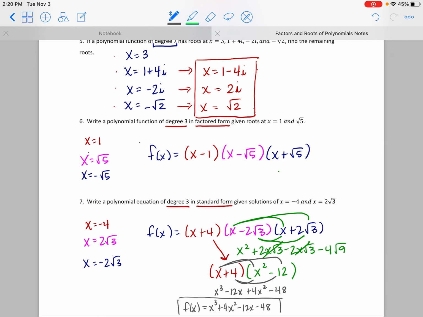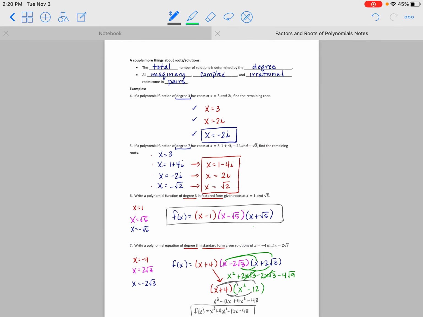Okay? So hopefully that wasn't too terrible. Just got to recognize the connections between the roots and the solutions and the factors, and know that the complex imaginary and irrational roots solutions, those come in pairs.